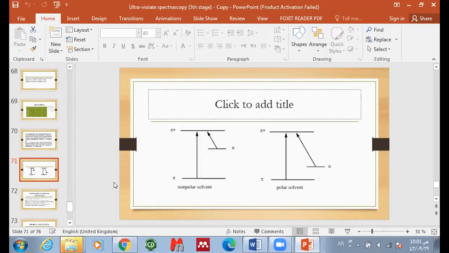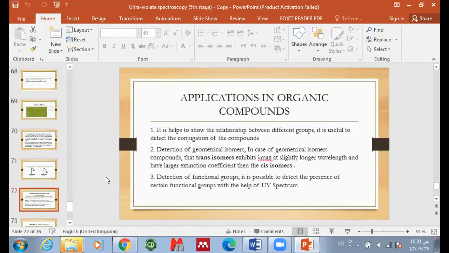This figure explains the previous explanation. So I nearly finished the instrumentation and solvent effect, values, or terms about the UV visible technique. Let's see what the applications are in organic compounds.